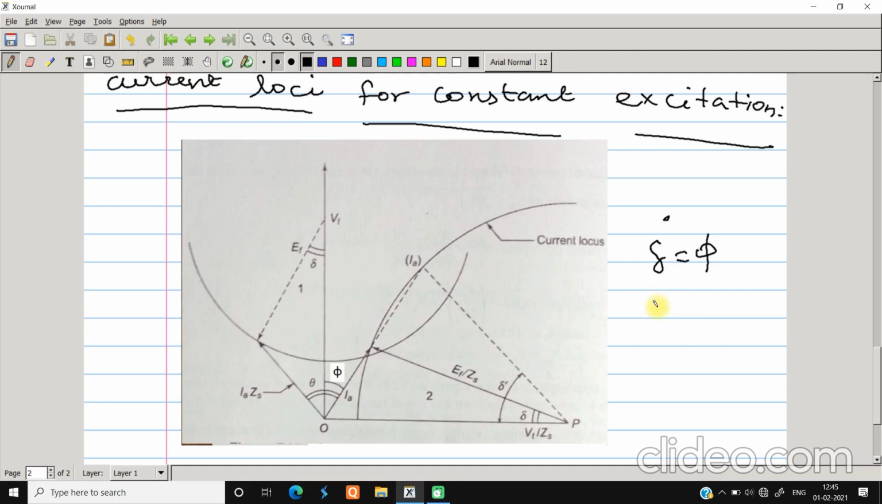At this particular condition, the machine will be operating at a stable operating condition. Also the delta can be varied beyond phi. If that is the case, then the machine will become unstable. The unstable machine may go out of synchronization. So if the delta is equivalent to phi, that is a stable operation, and if the delta is greater than phi, then it will be unstable operation.